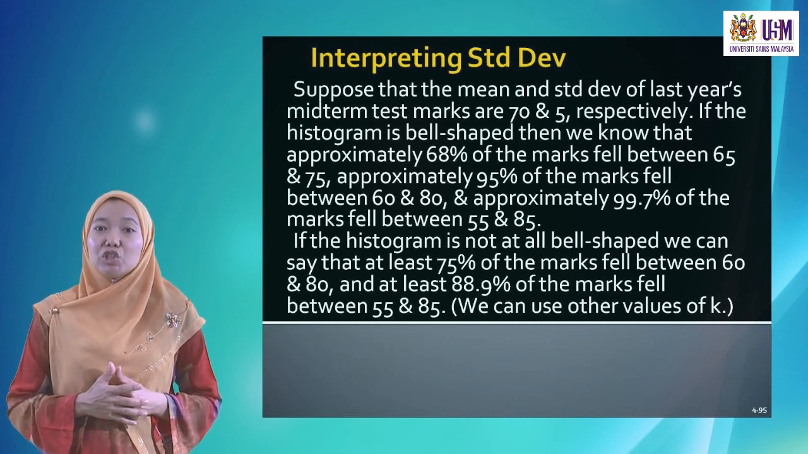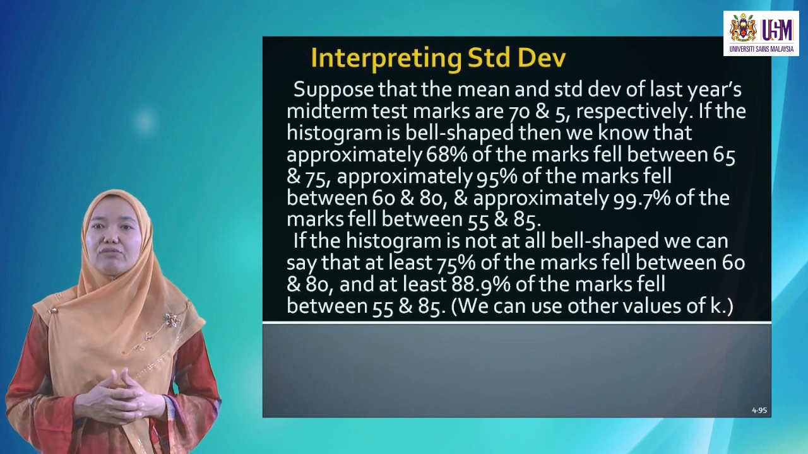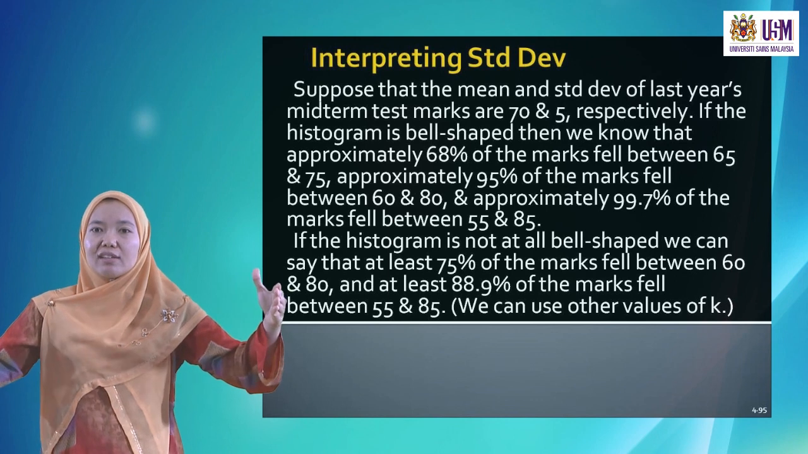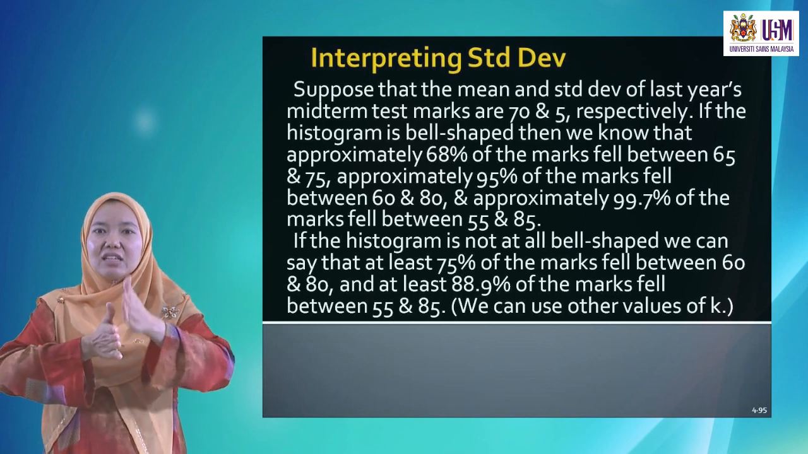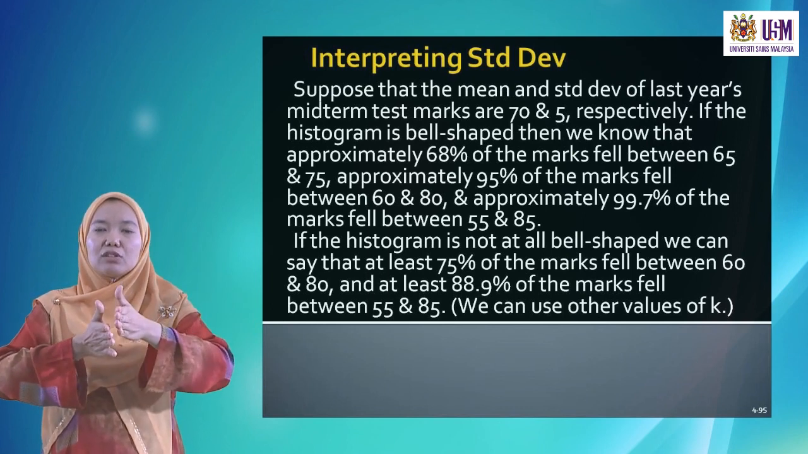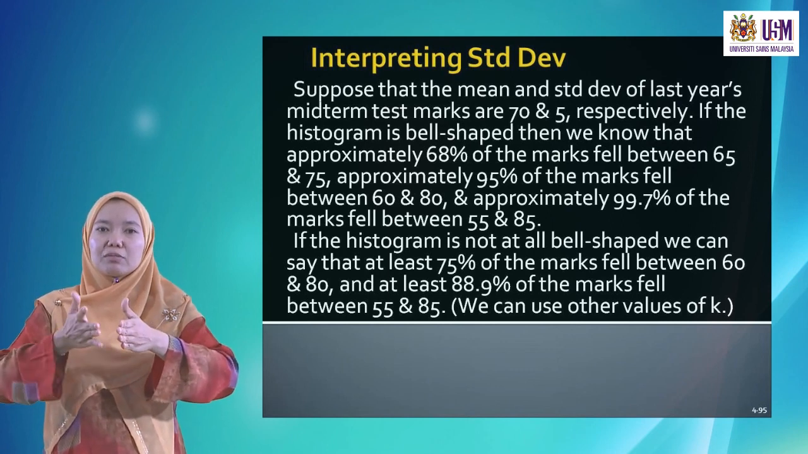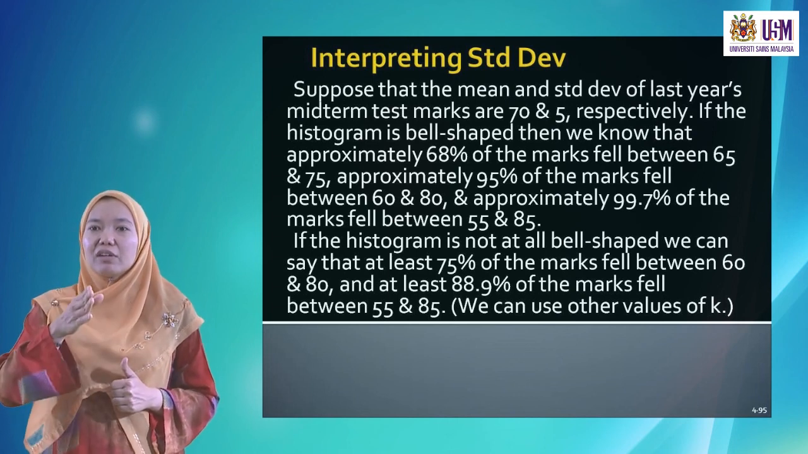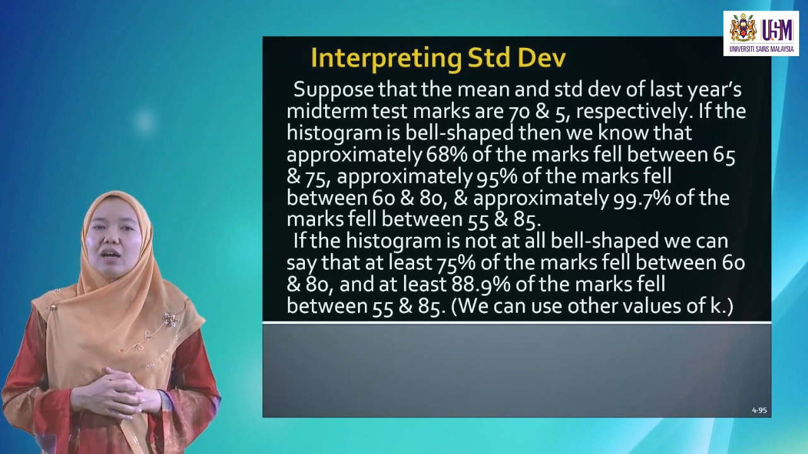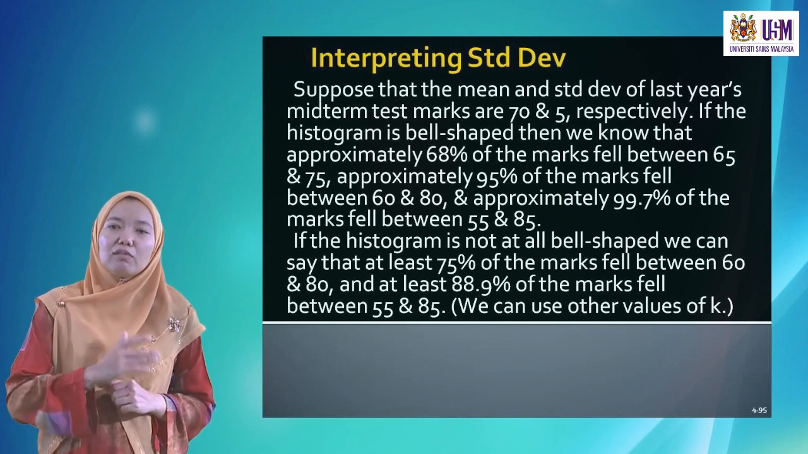If the histogram is bell-shaped, then you know that approximately 68% of the marks fall between 65 and 75, because you have a range between 0 and 100, so 0 and 100% marks. If the mean is 70, the middle point for that distribution is 70. One standard deviation from 70 is plus minus, so you get between 75 and 65. That means 70 plus 5 gives you the 75 upper range, and 70 minus 5 gives you the 65 lower range.